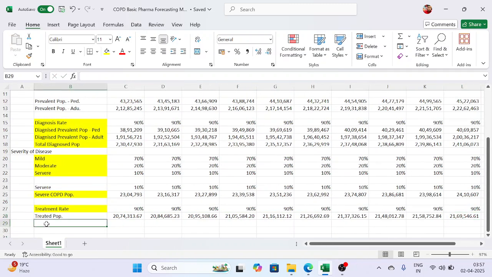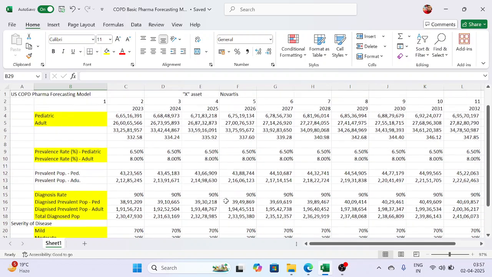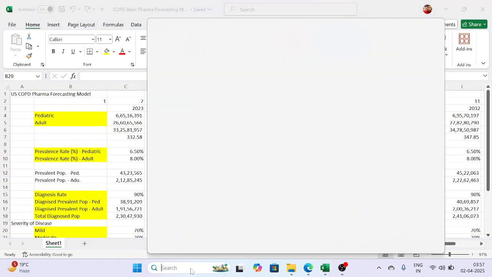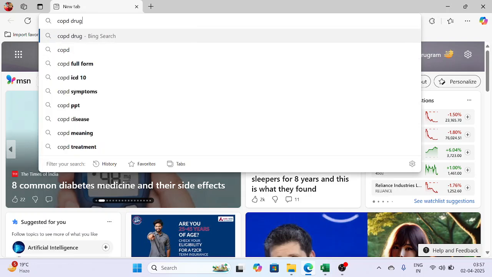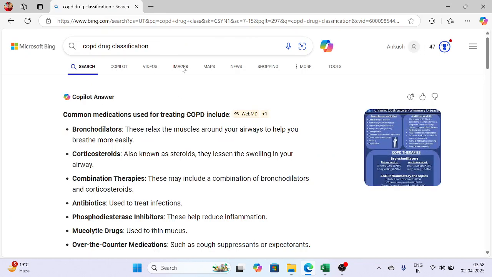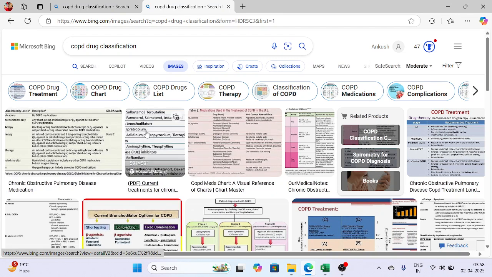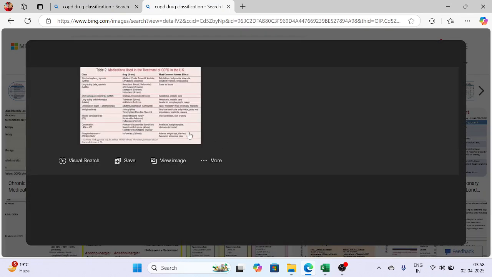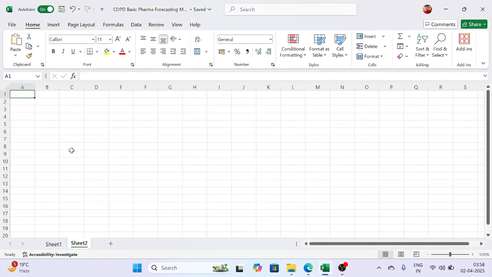So after the treated population, let's say now for each drug, right? Whosoever has done pharmacy knows there are different drug classes, right? So if you search for COPD drug classification, I will just copy this image and paste it here.